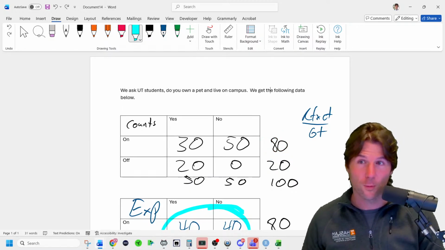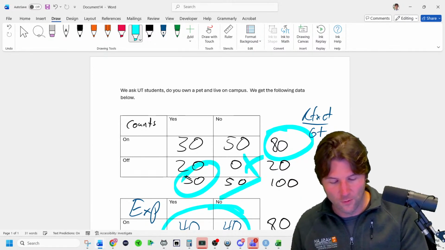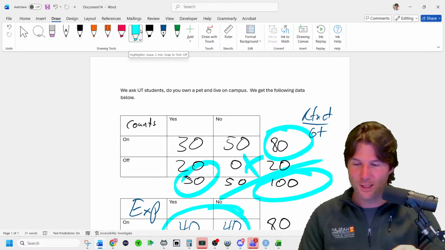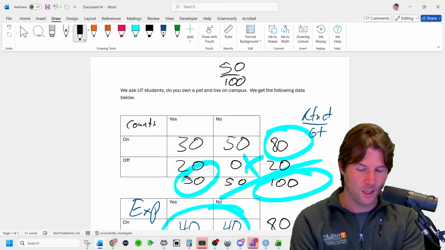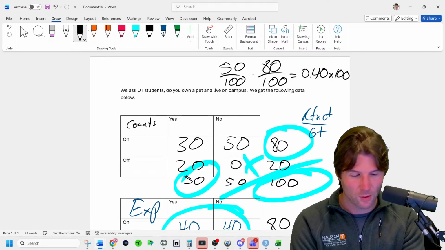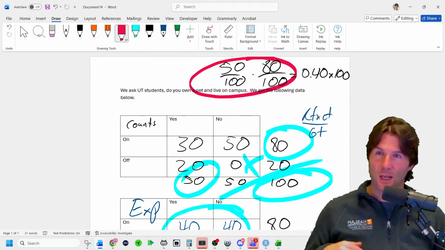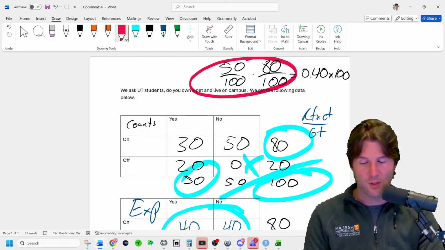And that might not be what you see. We see that only 30 own pets, but you can do the math right there, and that's when you do 80 times 50 over 100. You're actually doing the rule of independence because you're multiplying two probabilities. Funnily enough, the reason it works is the probability of living on campus is this, the probability of owning a pet is this, so the probability of both occurring is equal to this, and then when you multiply by 100, you get the count of it. So if these two things are independent, then we'd expect 40% of people to be on campus owning a pet.